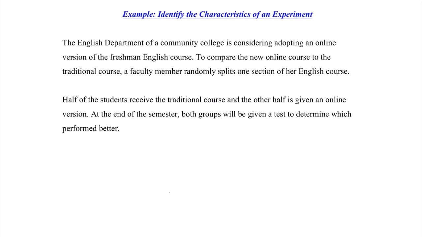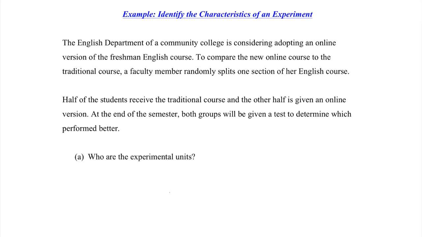So let's jump over to our example. We're asked to identify the characteristics of an experiment. From the problem itself, we're told the English department of a community college is considering adopting an online version of the freshman English course. To compare the new online course to the traditional course, a faculty member randomly splits one section of her English course. Half of the students receive the traditional course and the other half is given an online version. At the end of the semester, both groups will be given a test to determine which performed better.